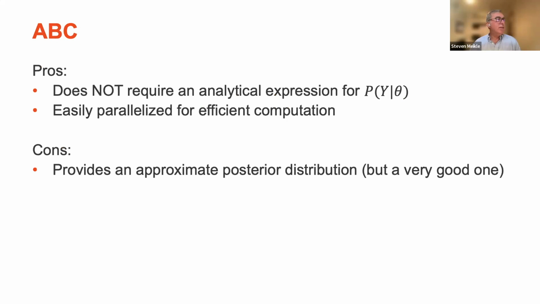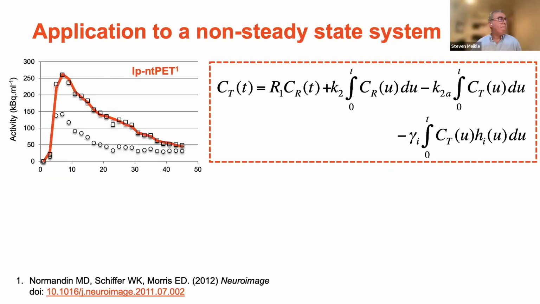So the advantages of this method is that it doesn't require an analytical expression for the likelihood function. It's easily parallelized for efficient computation. The disadvantage, however, is that it is an approximation of the posterior distribution, whereas MCMC is guaranteed to converge to an unbiased estimate. And I should say that provided you take care with this method and select both the priors and the tolerance appropriately, you get a very good estimate of the posterior distribution. Okay, so that's a brief introduction to two of the common methods for estimating the posterior.